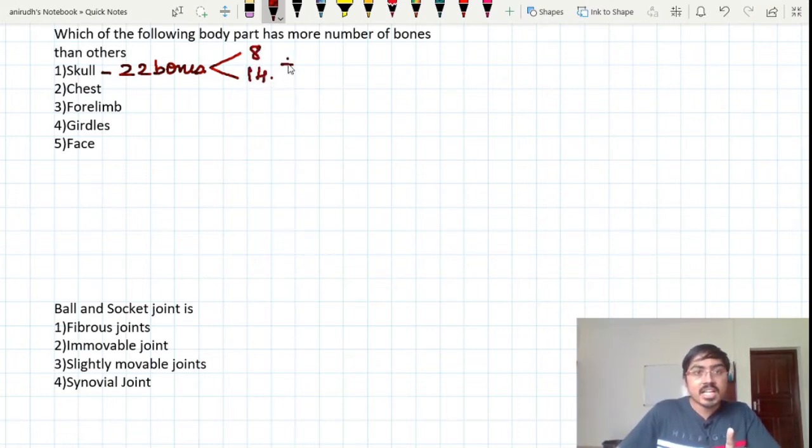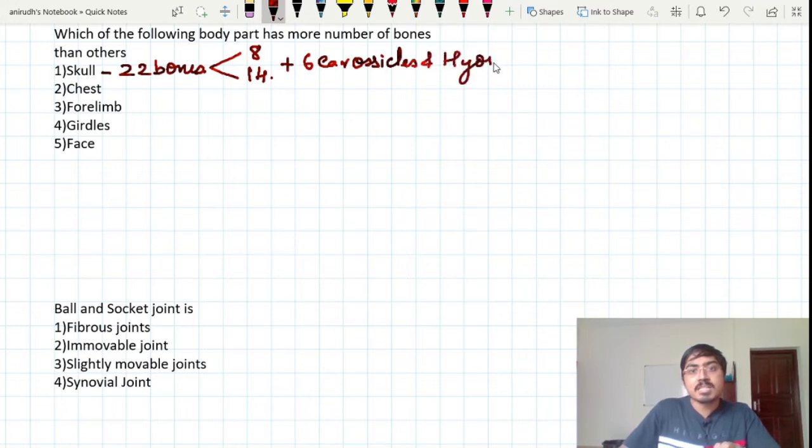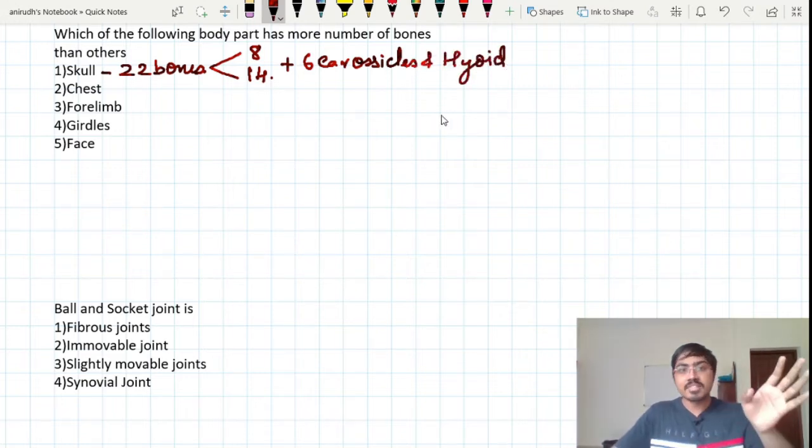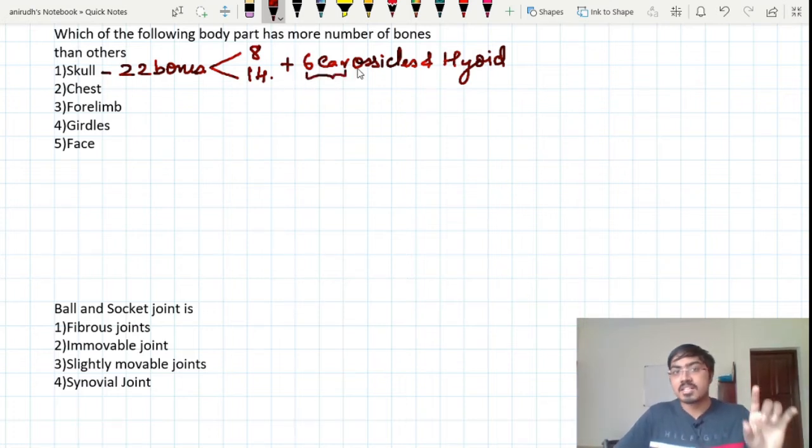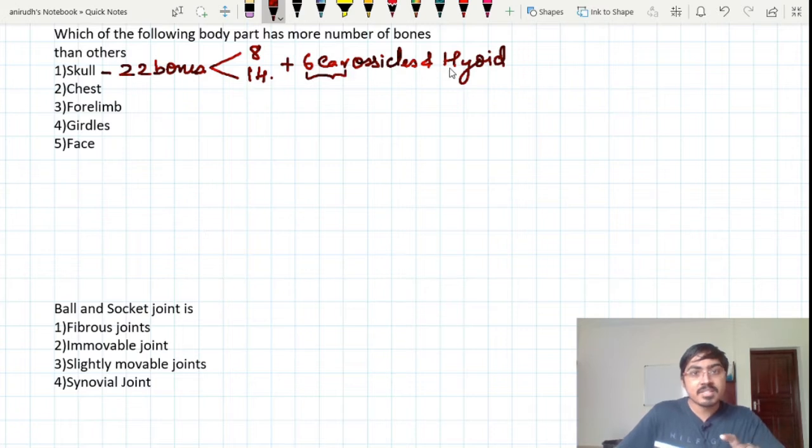Now along with that I would like to add 6 ear ossicles, and hyoid also. Hyoid is present in the neck. We have discussed everything. In 1 year you have 3 ear ossicles in the middle ear, so in 2 years, 6 ear ossicles. So 6 plus 1 is 7. 7 plus 22 is 29 bones altogether.